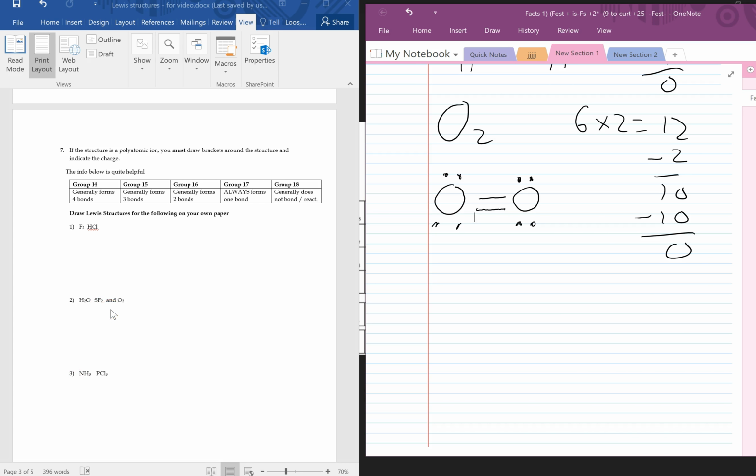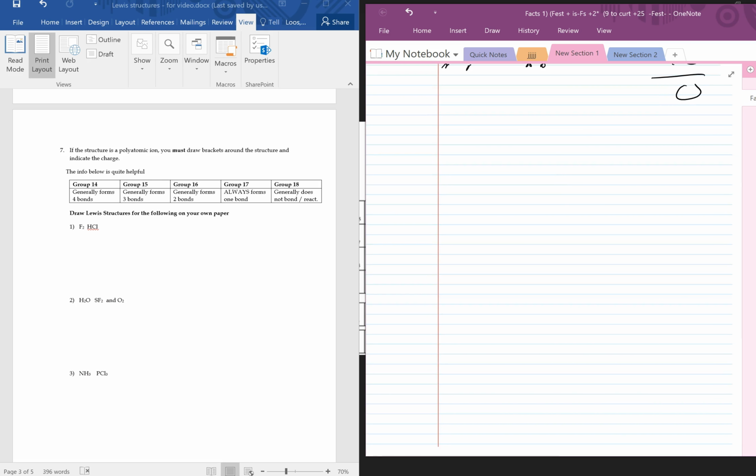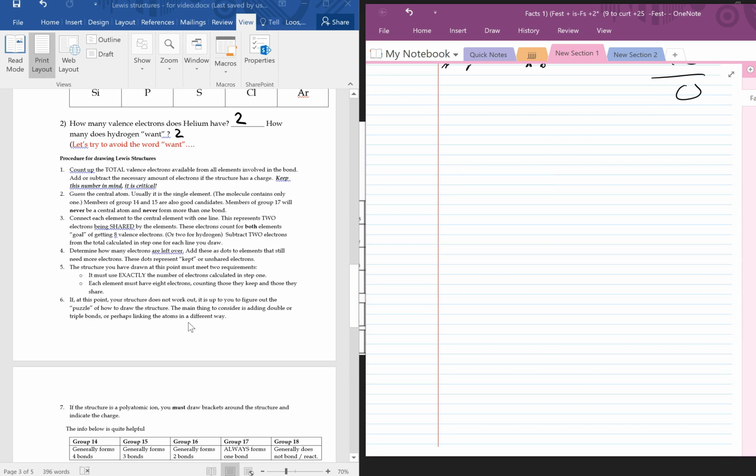SF2. Okay, so we're going to go back to the top. We're going to go back to the first step. We are going to count the total number of valence electrons. So sulfur has 6 valence electrons. Fluorine has 7, but there's 2 of those. That's 14. And therefore the total is 20.